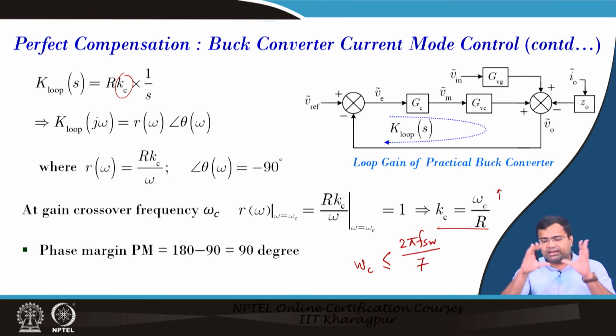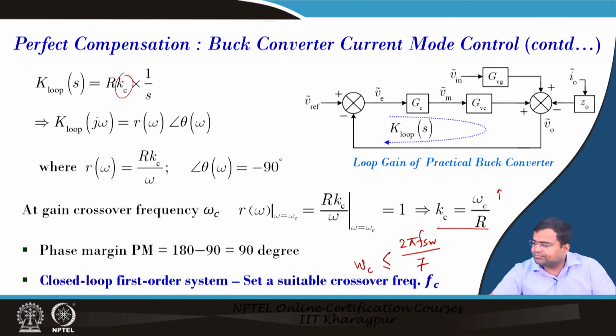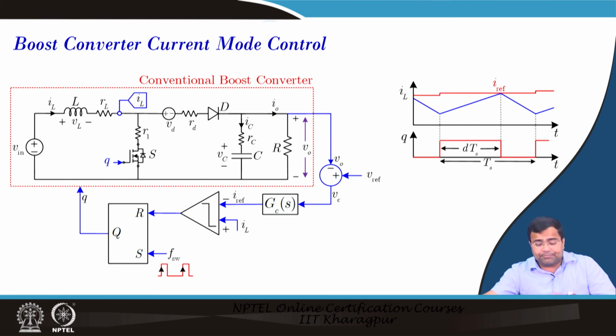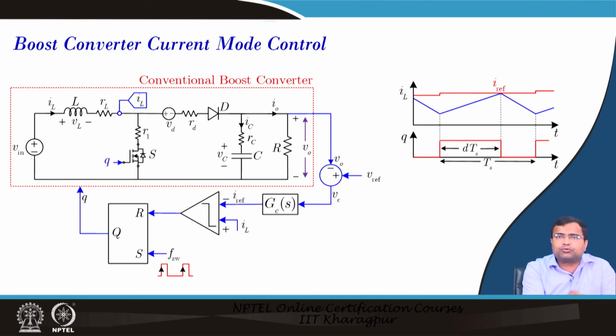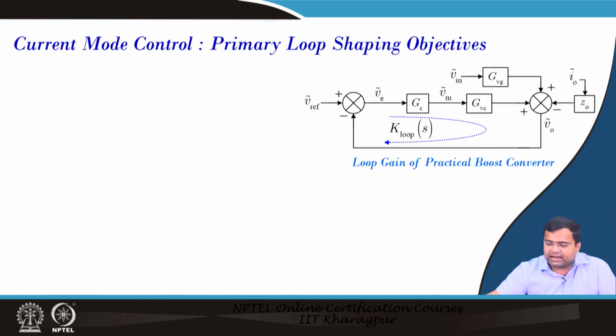1/10 is a very good number, but in current mode control you can slightly increase, and it can go up to, let us say, 1/7 of the switching frequency. So then you can set the crossover frequency accordingly. Now if you take a boost converter, the same current mode control, only the topology got changed, then we can write the loop transfer function.